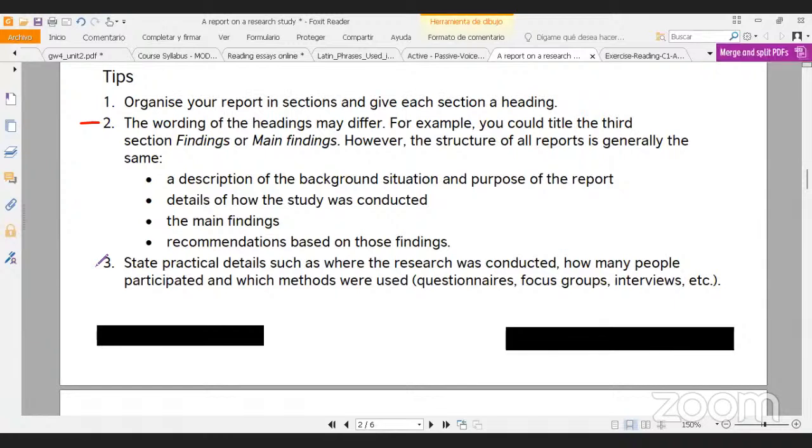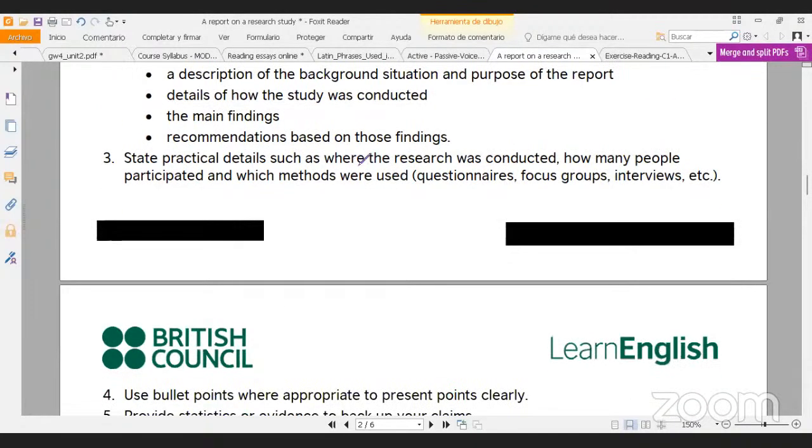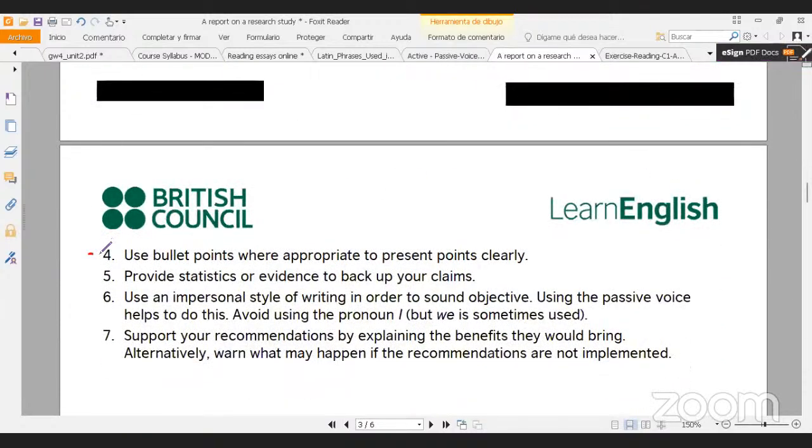Okay, thank you. And another tip is to state practical details such as where the research was conducted, how many people participated, and which methods were used. For example, questionnaires, focus groups, interviews, etc. Okay, 4. Mauricio? Use bullet points where appropriate to present points clearly.